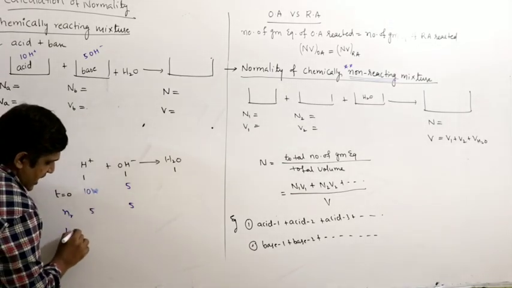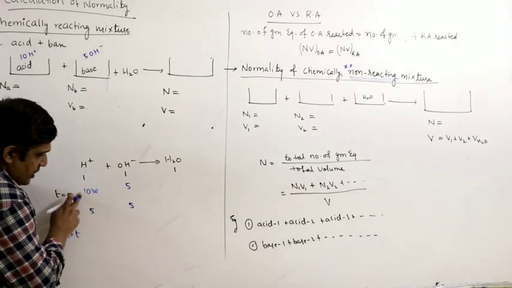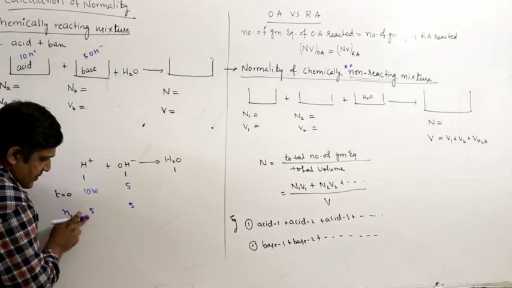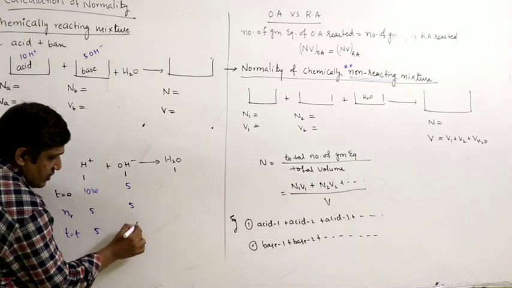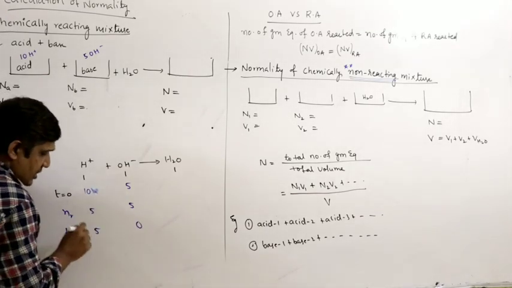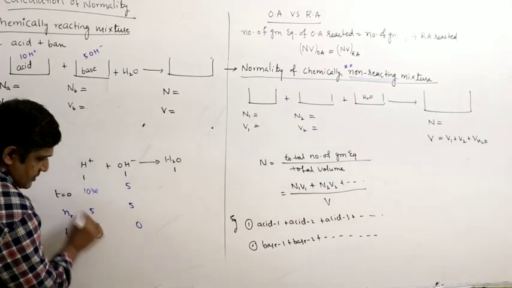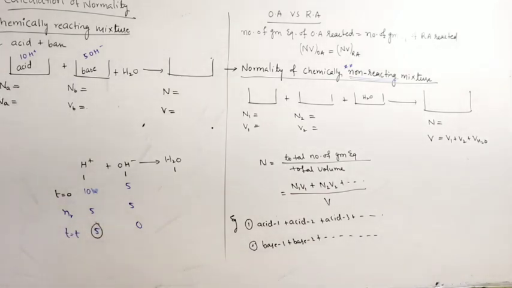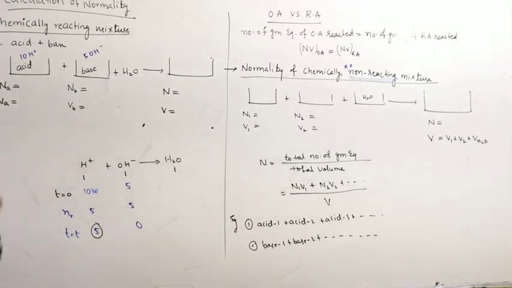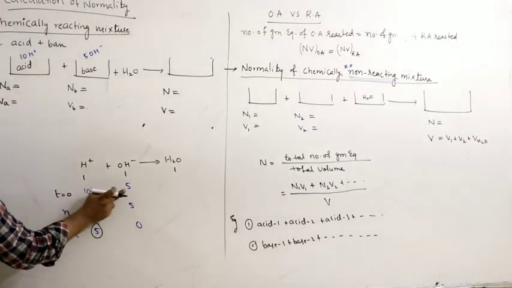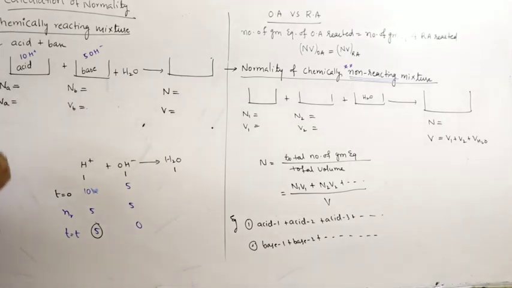So after the reaction, out of 10 H plus ions, 5 are reacted, left over will be 5. Out of 5 OH minus, 5 are reacted, left over will be 0. So the resulting solution still contains 5 H plus ions. How do you get this 10? That is nothing but NaVa, number of gram equivalents. How do you get this 5? NbVb. So case 1.